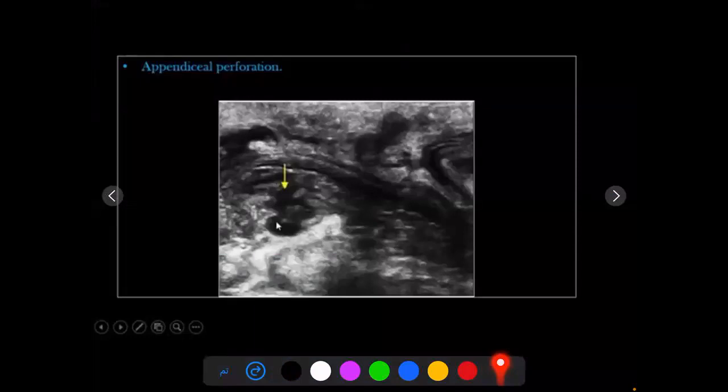There are many complications of acute appendicitis. Appendiceal perforation is one of them, and it commonly occurs after gangrenous appendicitis. As we see in this case, this is an inflamed appendix. The wall is not seen here, and there is a nearby fluid collection.